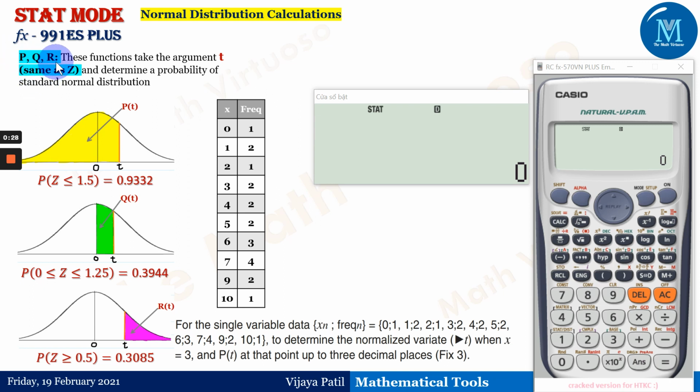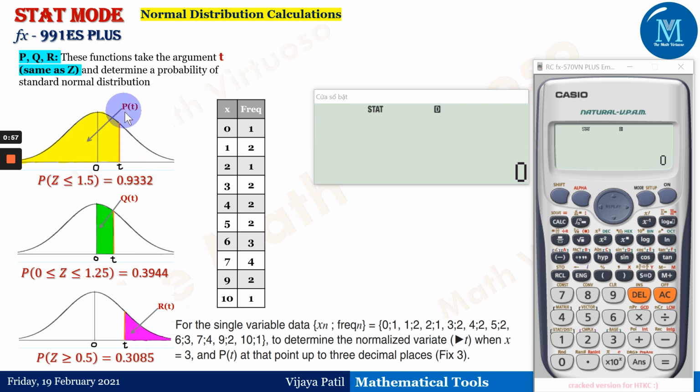Calculator is giving P, Q, R. These functions take the argument T, same as Z. So T is nothing but a standard normal variate in this particular calculator mode, whereas we normally use capital Z, and determine a probability of standard normal distribution. If you'll observe here, I have drawn three figures along with the shaded area. This shaded area is P of T, Q of T and R of T.